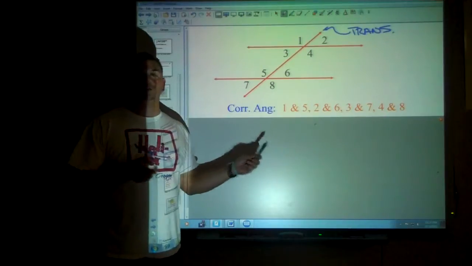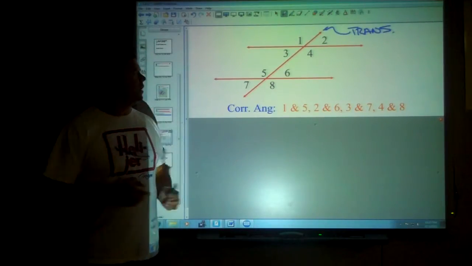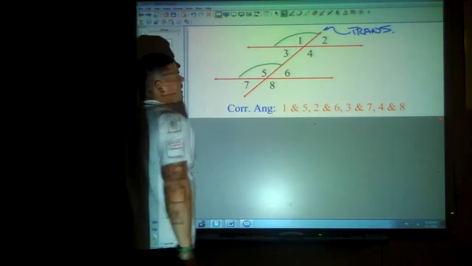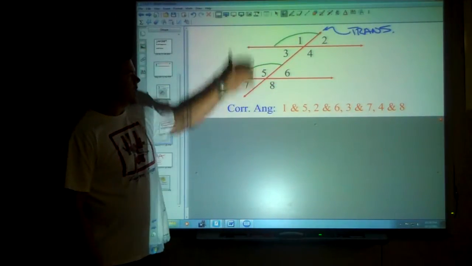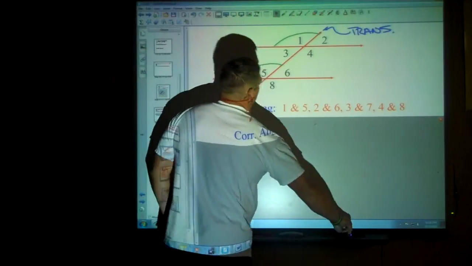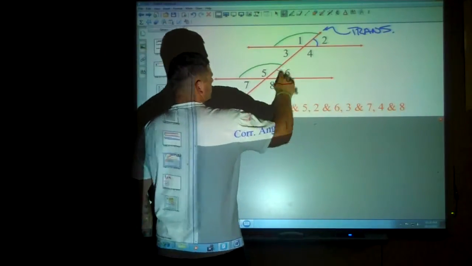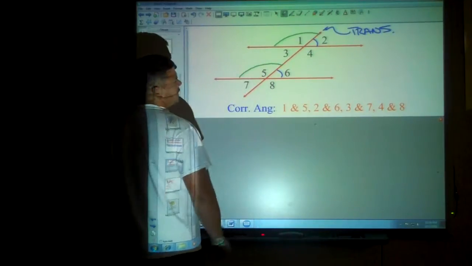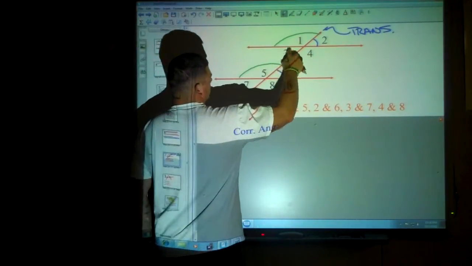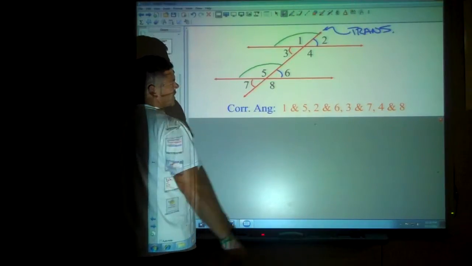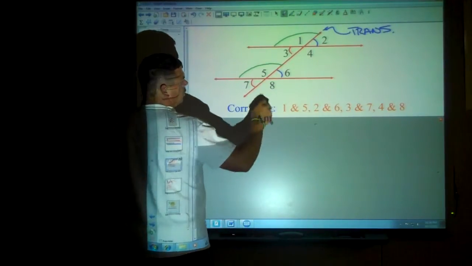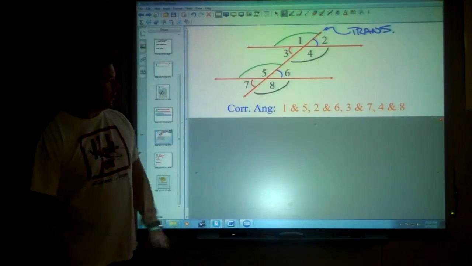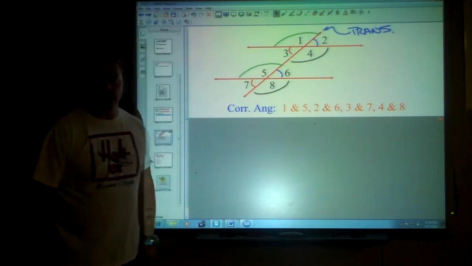Remember, corresponding angles are the same corner, just a different intersection. So 1 is in the same location as 5. They are corresponding. 2 is in the same location as 6. 3 is in the same location as 7. So here's 3. There's 7. They're in the same location. And 4 is in the same spot as 8. So those are the corresponding or the matching angles.